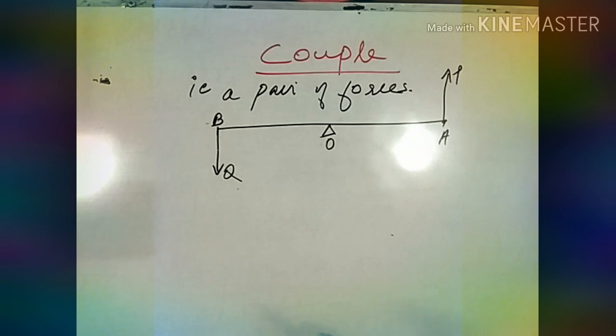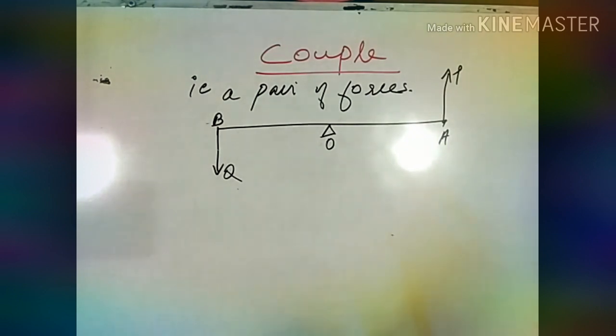What's the meaning of couple in physics or in mechanics? Well, you know the literal meaning of couple. That is a pair, a pair of human beings. What is a couple in physics? Here in physics, a couple means a pair of forces.